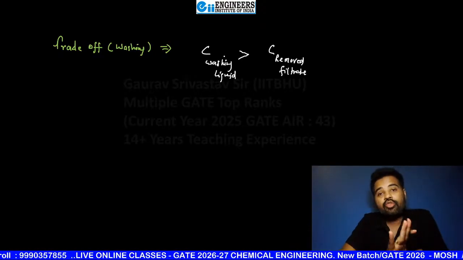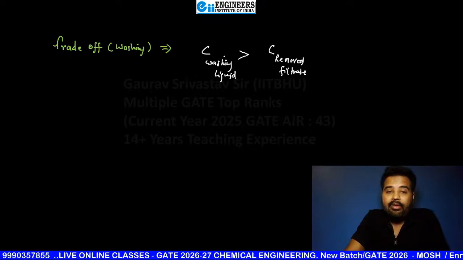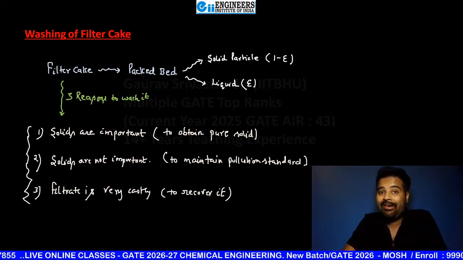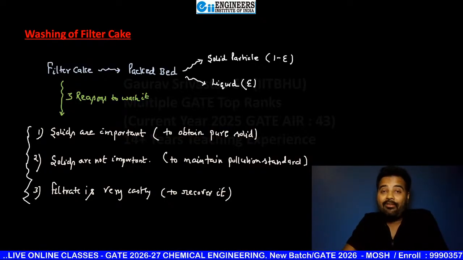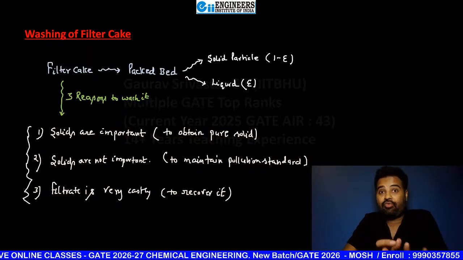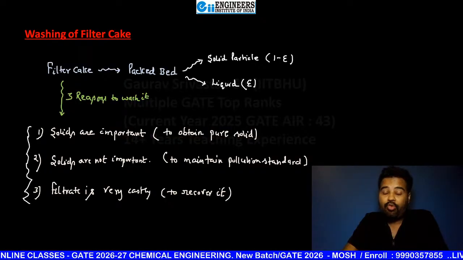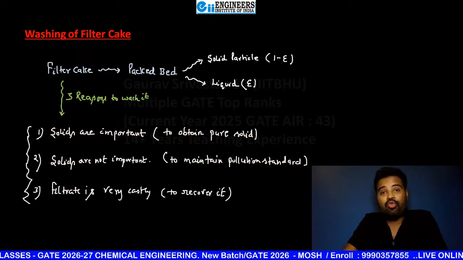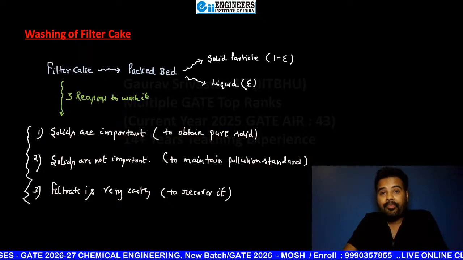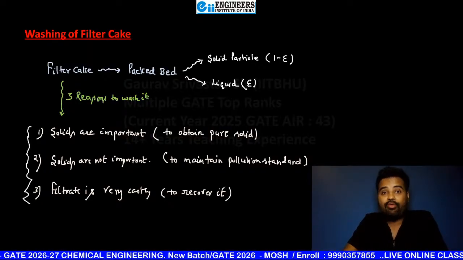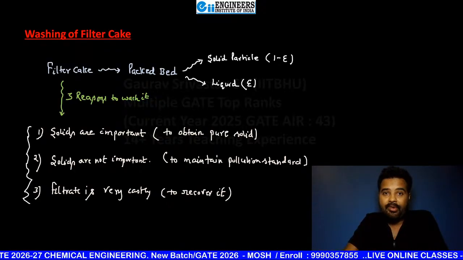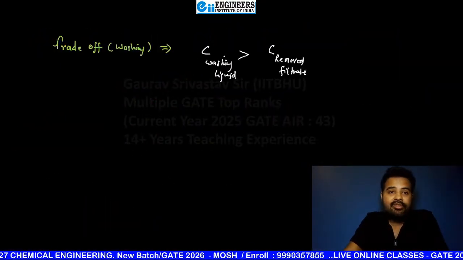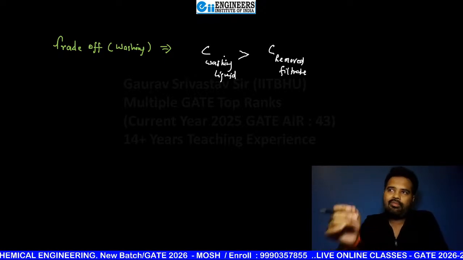Then you are going to use this step only if the government forces you to maintain pollution standards, or the liquid present in the cake is hazardous for the environment, so you can't discard it directly into a river or any place. You have to remove the complete filtrate from it, or up to some tolerable limit. Otherwise, when trade-off comes, you are going to leave it.